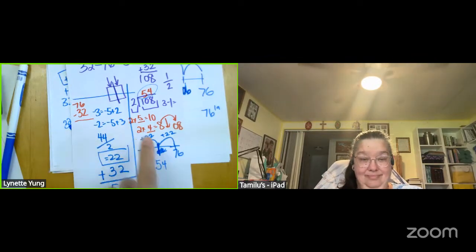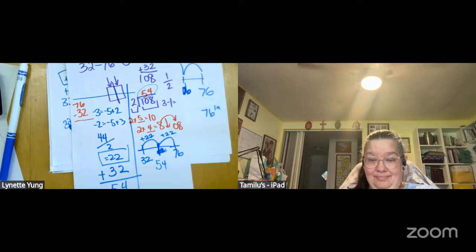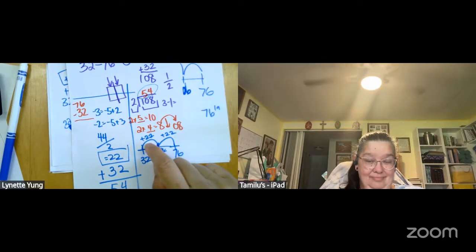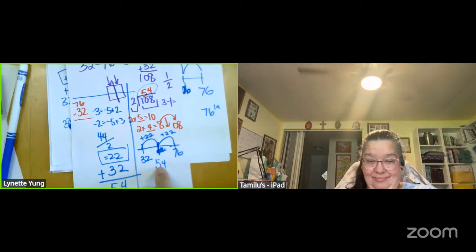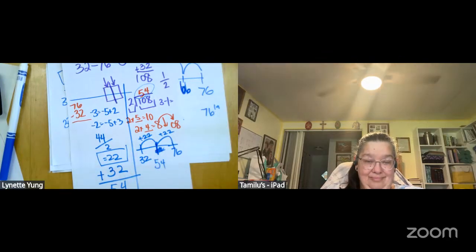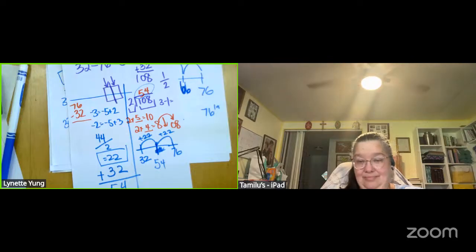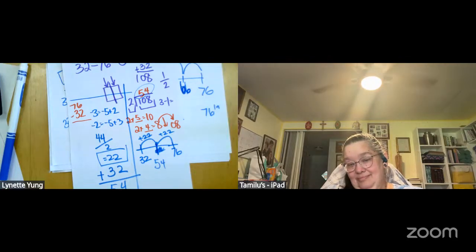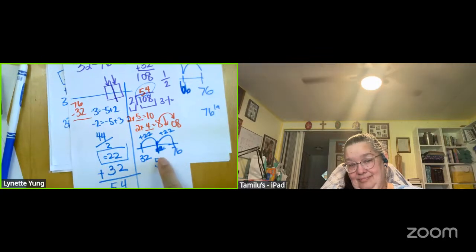And if you want to find the distance, the 22 is the distance. Then they say, how far is 32 from 76? That's the distance. But what's the halfway? What number is halfway between 32 and 76?